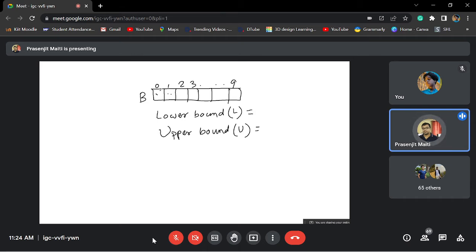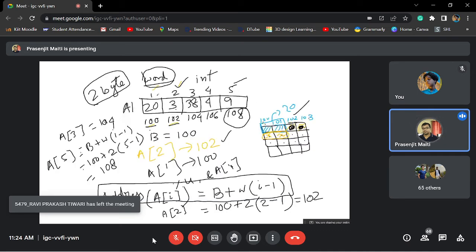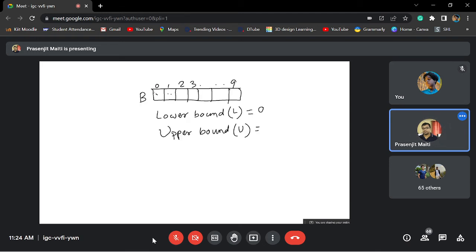Suppose this array index starts from 0, so the lower bound is 0. If the array index starts from 1, what is the lower bound? 1, because the array index starts from 1 here. Here the array index starts from 0, so the lower bound is 0. Upper bound, what is the last index? The last index is 9.